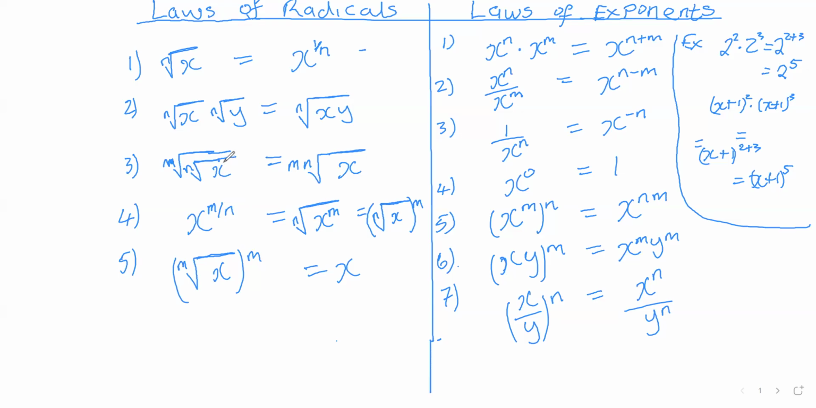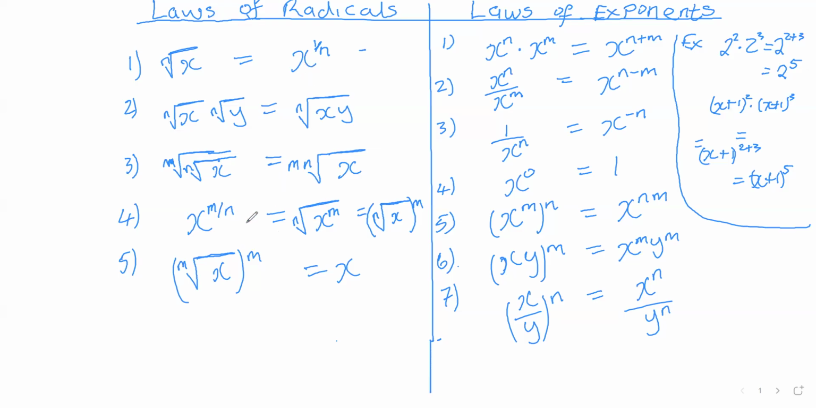Then this law says that the nth root of the mth root of x, you can combine these two and multiply their indices. These are laws that you can use to simplify expressions. Then this law is a generalization of that first one.